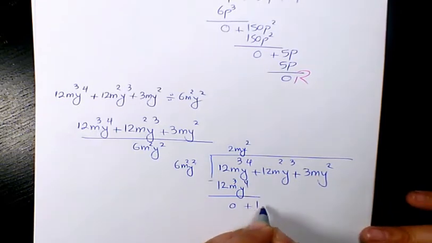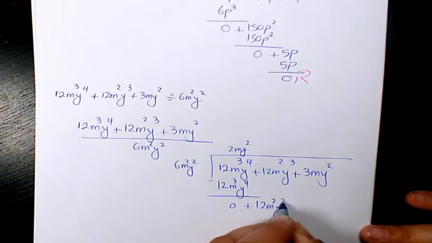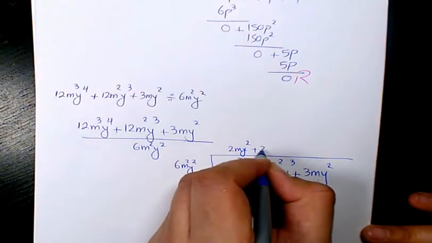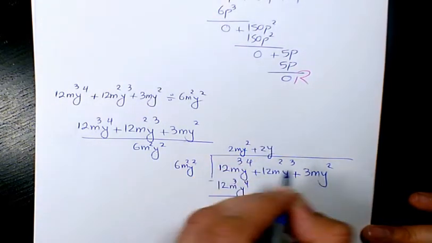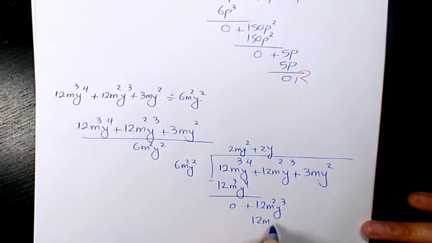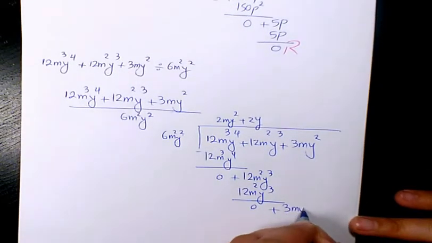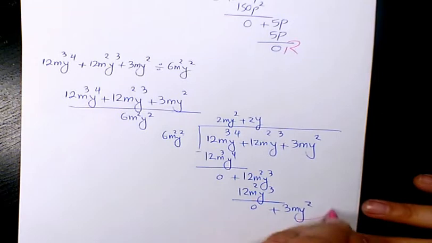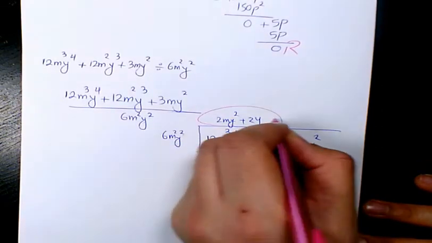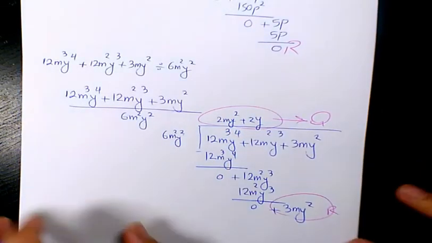Then you have 12m squared y cubed divided by 6m squared y squared is going to be 2y only. When you multiply, it's going to be 12m squared y cubed. Subtract it, it's going to be 0. And then this one is going to be as remainder. So this one is remainder. This one is going to be the quotient.